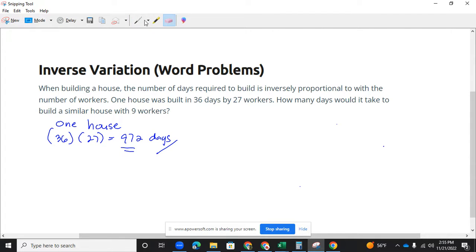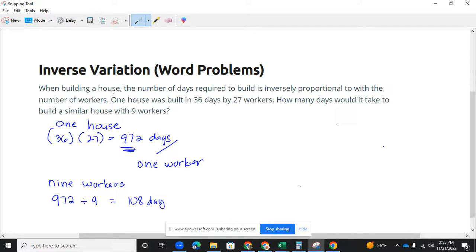Okay, this is for one worker. Now, how about if you have 9 workers? Well, that means 9 workers will be sharing this total number of days, right? So if you have nine workers now, the total number of days is 972. When you divide that by 9 workers, because there's 9 people who will share the work, then it would take 108 days. Okay, I hope that makes sense.